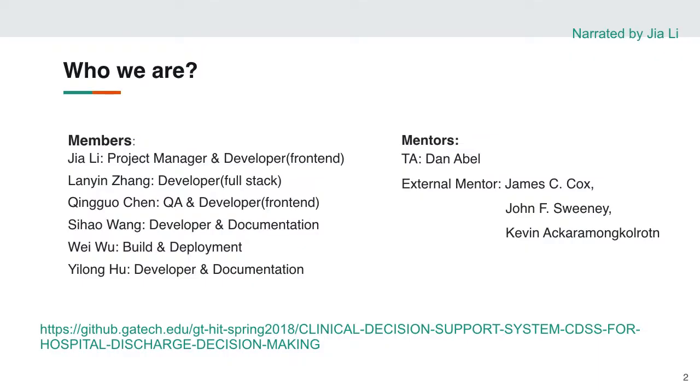Our team consists of 6 members. Everyone contributes as a developer as well as having another role. I work as the project manager. Lan Yin Zhang is our full-stack developer. Qingguo Chen works on the quality assurance. Sihao Wang and Yilong Hu work jointly on the documentation part. Wei Wu is in charge of application build and deployment.